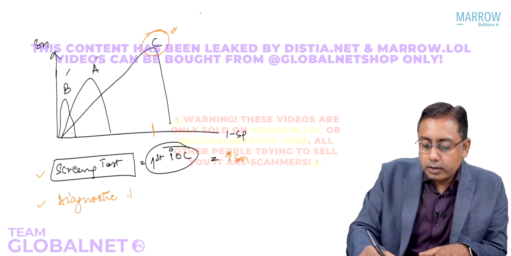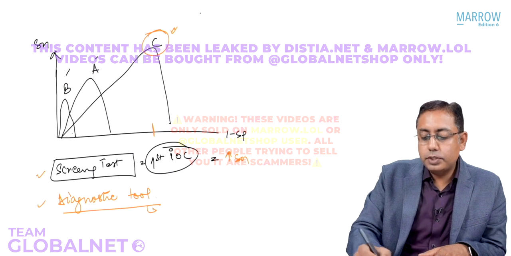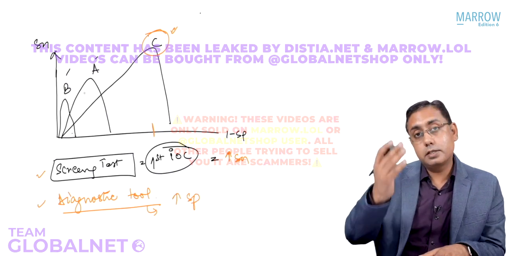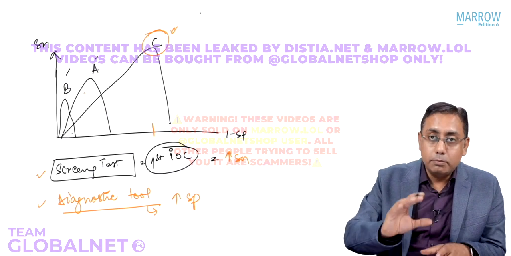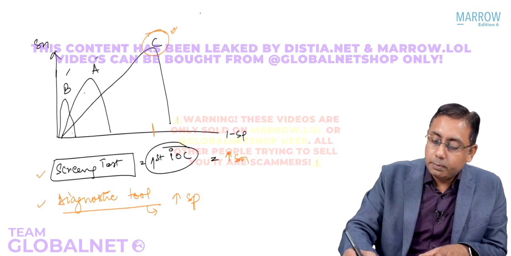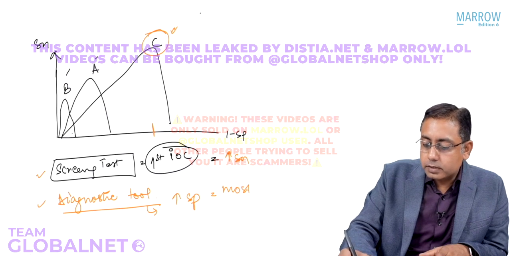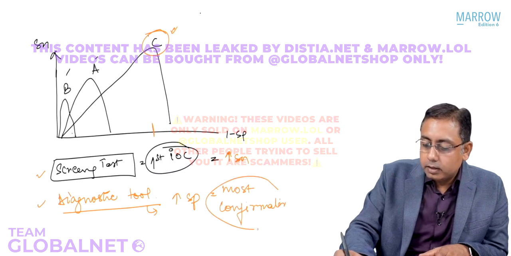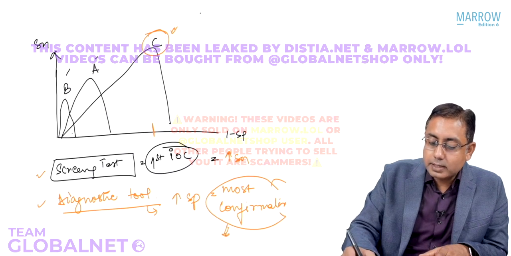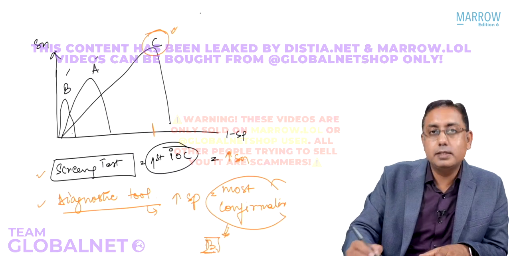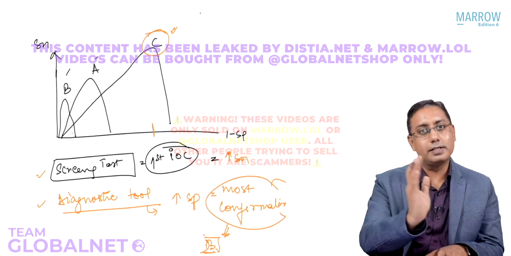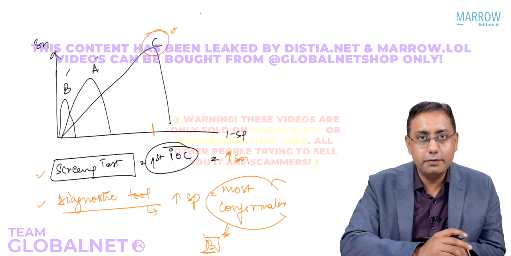Which should be the diagnostic tool? Diagnostic means it should have very high specificity. So the highest specificity means the most confirmatory test. Which one should be the most confirmatory test? The most confirmatory test should be test number B. Why? Because B has the highest specificity. Why highest specificity? Because it has the lowest false positive rates.